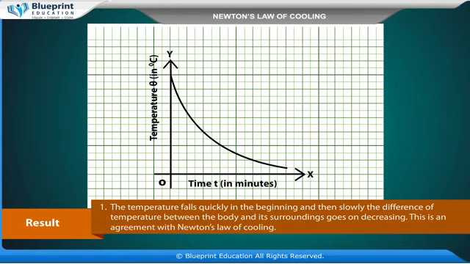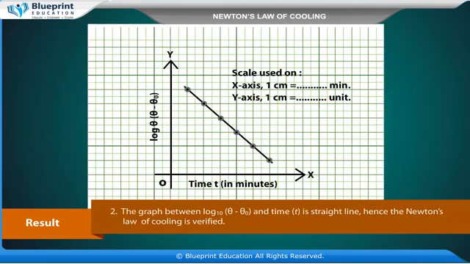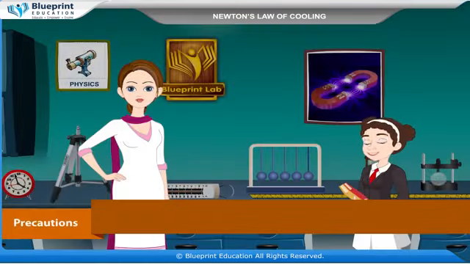Result. The temperature falls quickly in the beginning and then slowly, as the difference of temperature between the body and its surroundings goes on decreasing. This is in agreement with Newton's law of cooling. The graph between log10(θ − θ0) and time t is a straight line. Hence, Newton's law of cooling is verified.